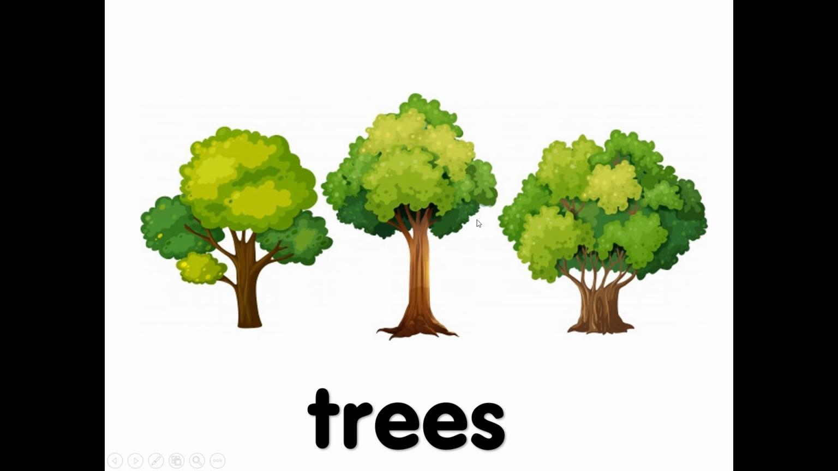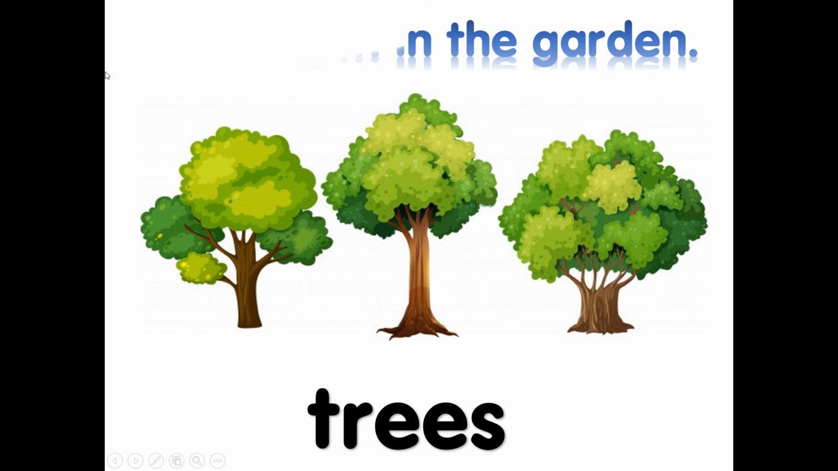Trees. Trees. Again, trees. Trees. What are trees? 树木. How many trees are there? 1, 2, 3. 3 trees. So there are 3 trees in the garden. There are trees in the garden. How to spell trees?